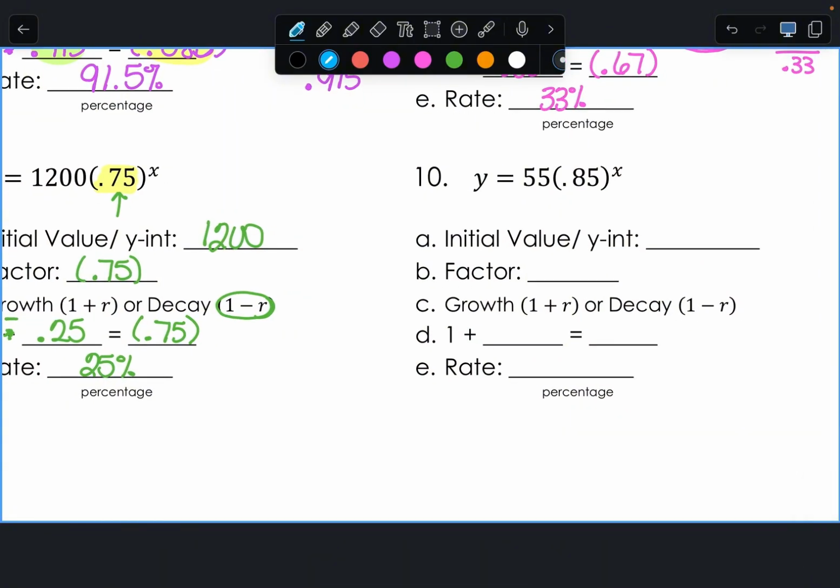What's the initial value? 55. What is the factor? 0.85. 0.85 represents decay. So what did we subtract to get to 0.85? 0.15. And 0.15 is 15%. Any questions?